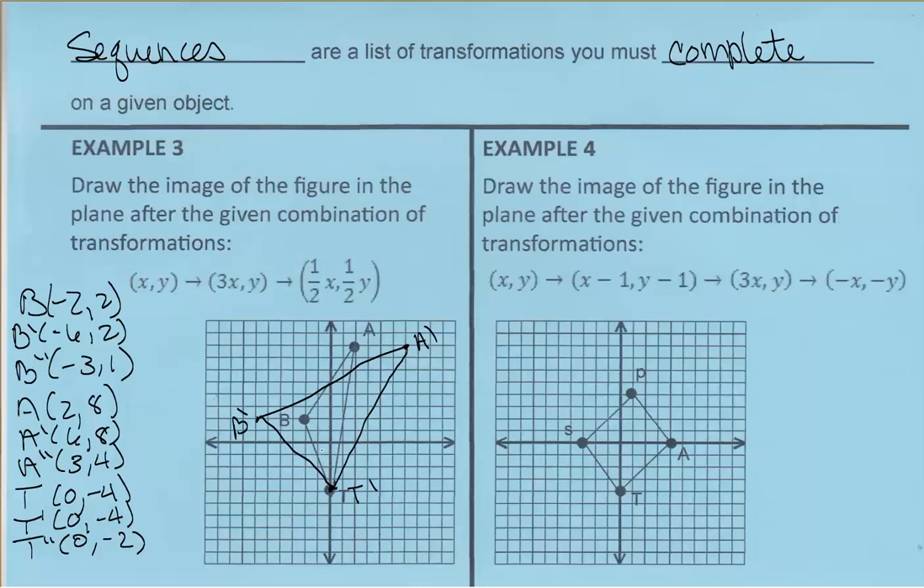So my B double prime is at -3, 1. My A double prime is at 3, 1, 2, 3, 4. And my T double prime is at 0, -2. So there are my sequences all in one. And then example 4.